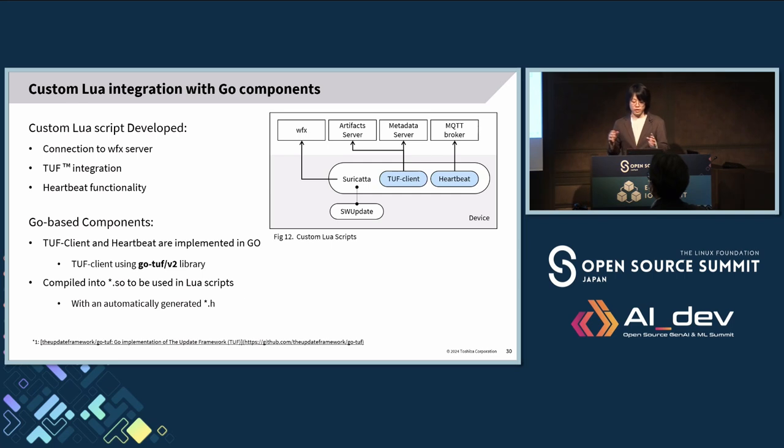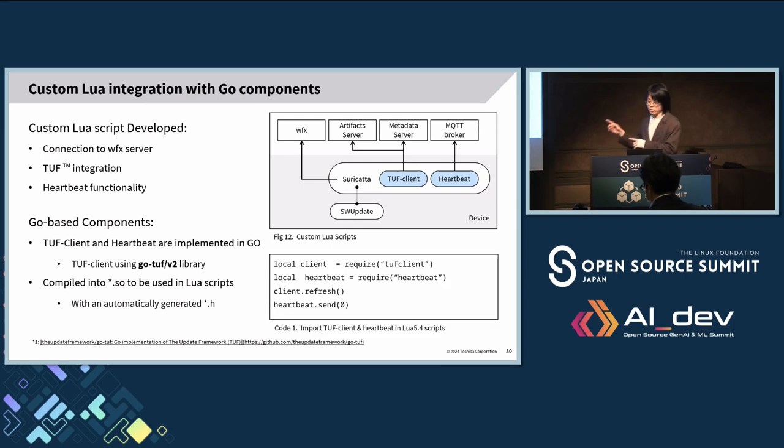The TUF client uses the go-tuf version 2 library. And they are compiled into shared object files for use in the Lua script. As shown in code 1, we import the TUF client and heartbeat modules in the Lua script. So we can use these two features as libraries.